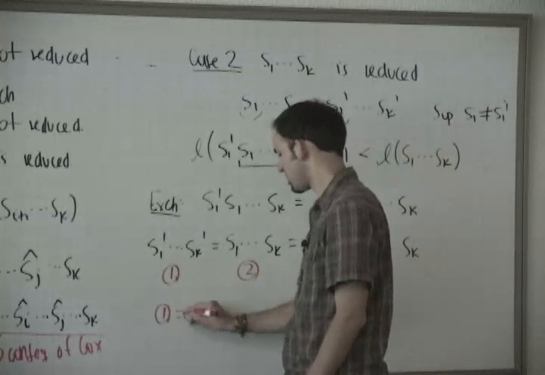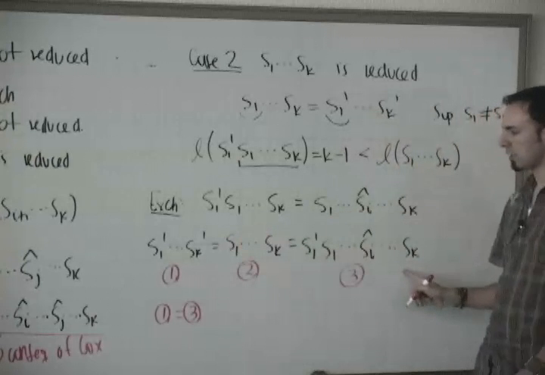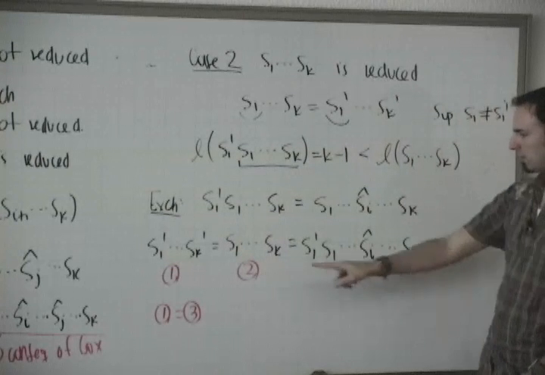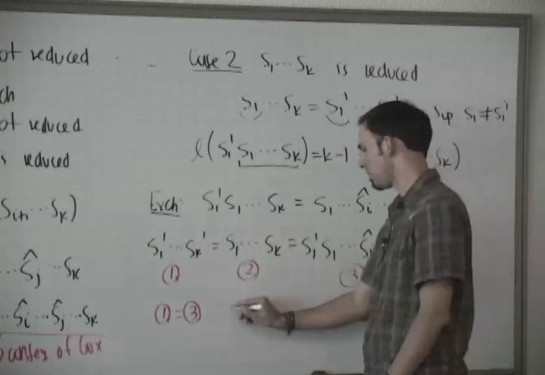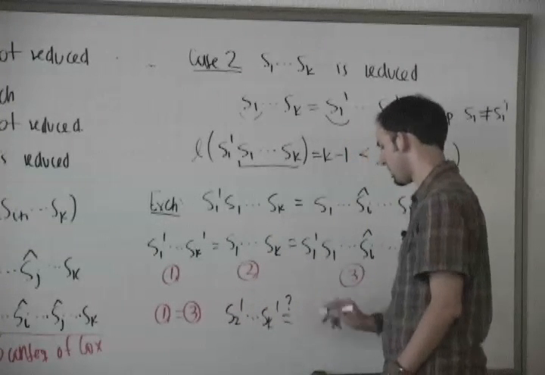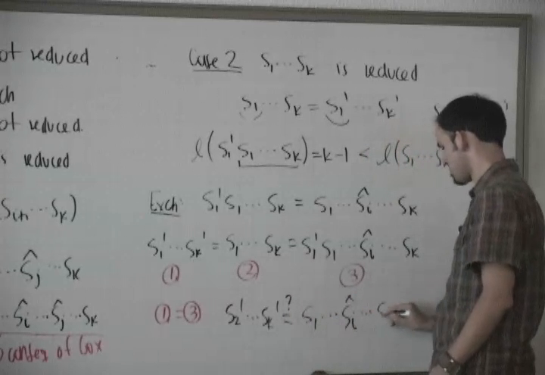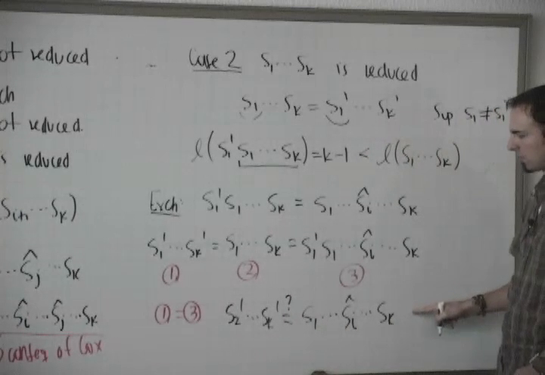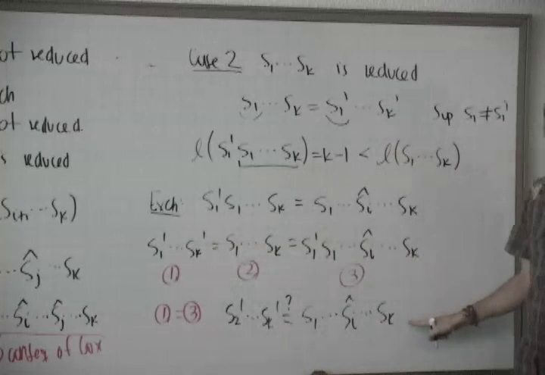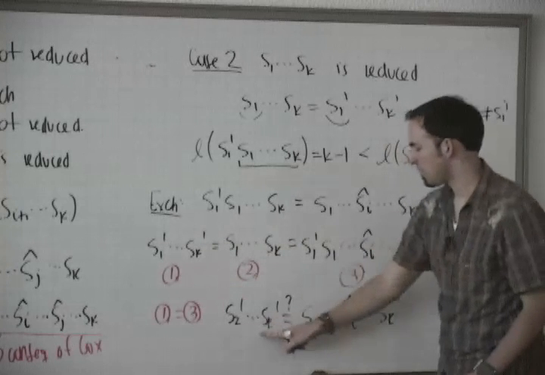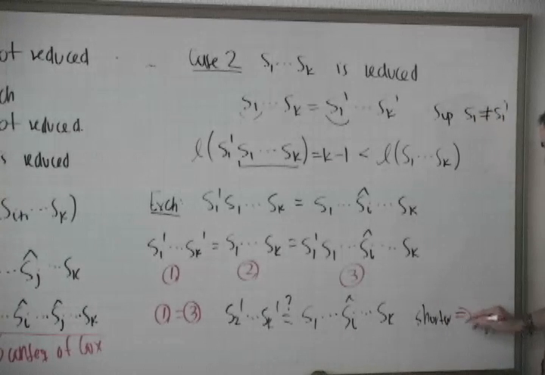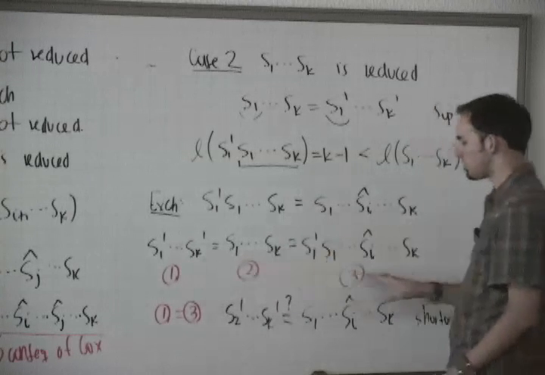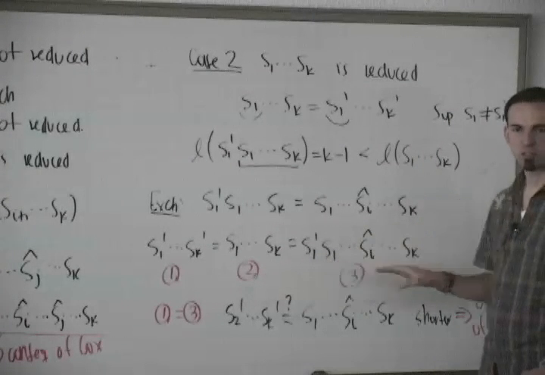So let's look at 1 equals 3. Okay, forget about 2. How do I prove that 1 is equal to 3? Well, you see, the way you prove it is by proving that this is equal to this, but they start with the same guy. So to prove them, you would have to prove that this is equal to this. Yeah, I just canceled the S1 prime and the S1 prime. How do I prove this? Well, again, it's shorter because this has length k minus 1, this has length k minus 1. It's shorter, and so it's a consequence of the Coxeter relations. Okay. So I can prove that 1 is equal to 3 using Coxeter relations. What remains is to prove that 2 is equal to 3.